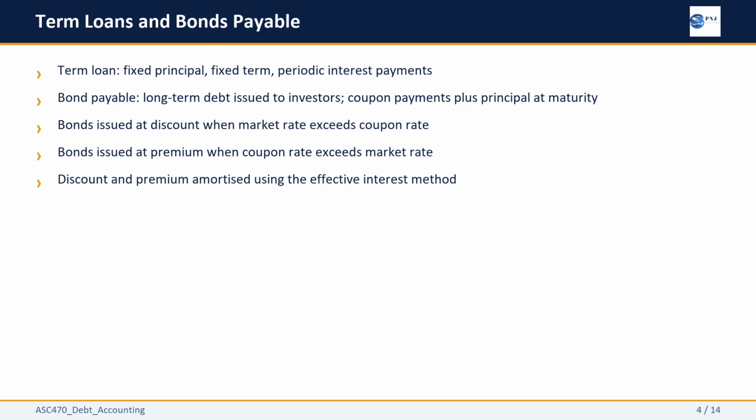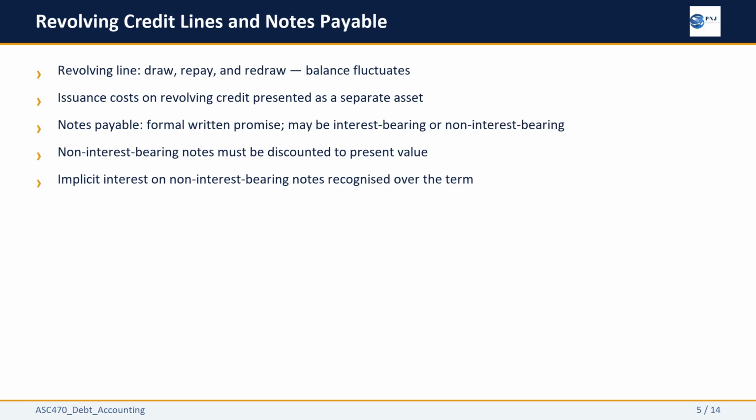The surprising part about bonds is that the price investors pay almost never equals the face value printed on the bond. When the market interest rate is higher than the coupon rate, investors pay less. That is a discount. When the coupon rate is more attractive than the market, investors pay more. That is a premium. Either way, the difference between what the company receives and what it must repay at maturity does not disappear. It is amortized systematically over the bond's life using the effective interest method, flowing through interest expense every period.